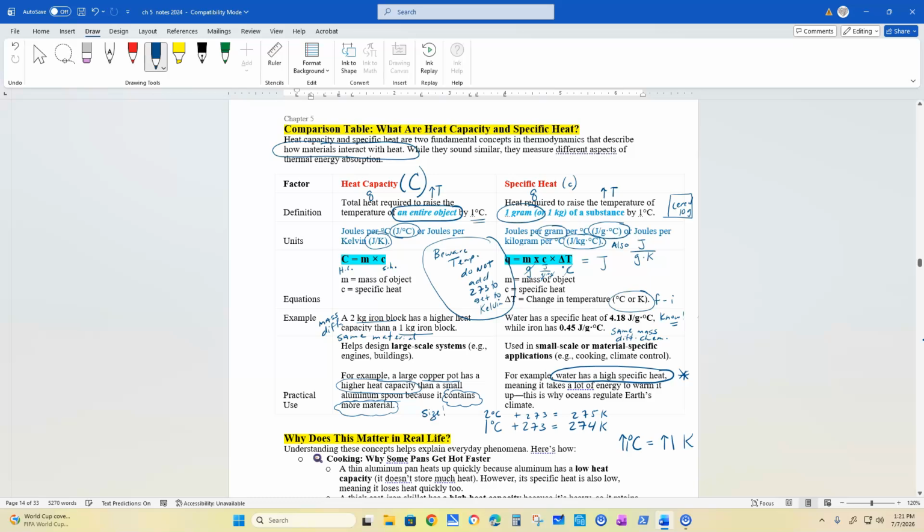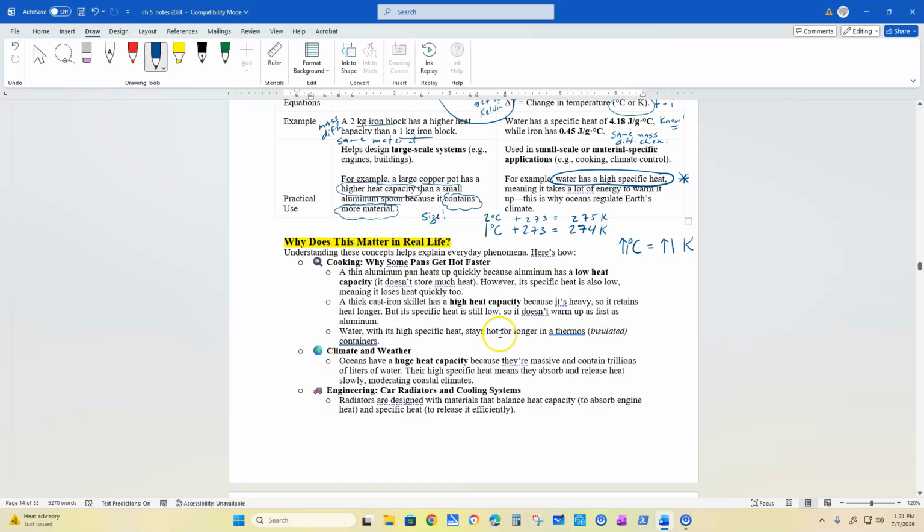Okay, whereas water has a high specific heat, meaning it can take in a lot of energy to warm it up. This is why oceans regulate Earth's climate, and that's why when you go into an ocean, it's a lot colder than bath water, okay, because the sizes are different.